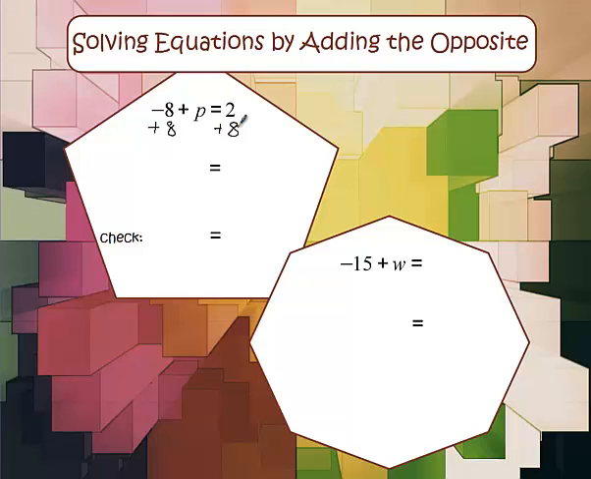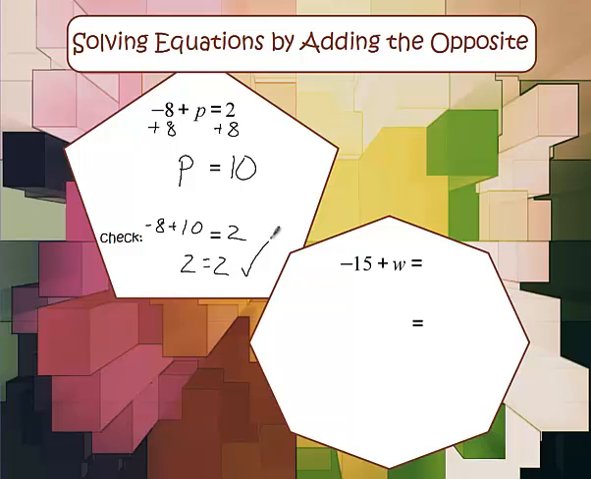So negative 8 plus 8 is 0, leaving me with just p. And 2 plus 8 is 10. So let's see if this worked by checking. I will take my 10 and plug it in for p. So negative 8 plus 10 equals 2. And negative 8 plus 10 is the same thing as 10 minus 8. And so 10 minus 8 is 2. So 2 equals 2. And that checks.